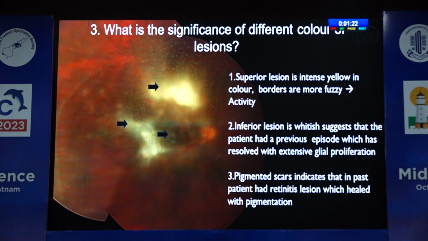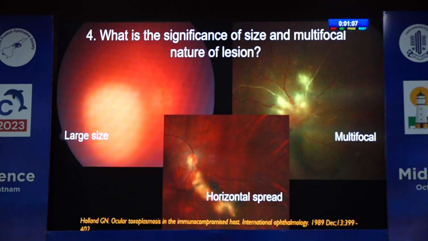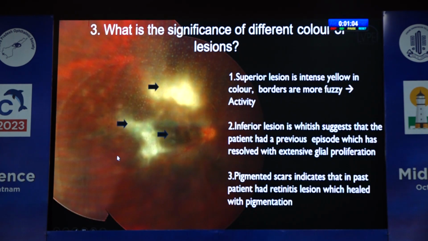Now, what actually clinched the diagnosis here is the presence of different colors of lesions and the hyperpigmented scar. Now, what would a fibrotic scar indicate? That this active lesion may also heal with a good amount of fibroglial tissue. And with the classical teaching of a hyperpigmented scar adjacent to an active retinitis, we err on the side of toxoplasmosis.